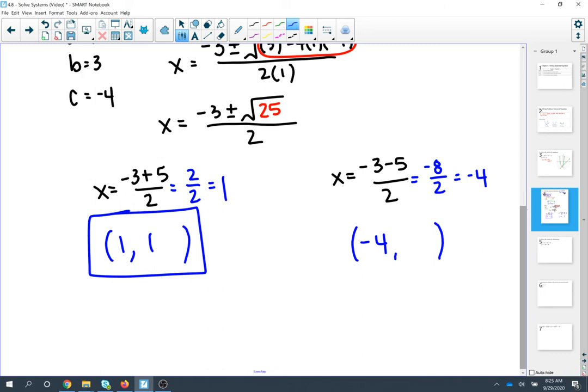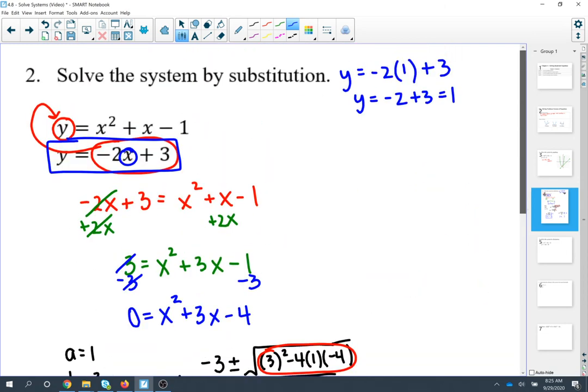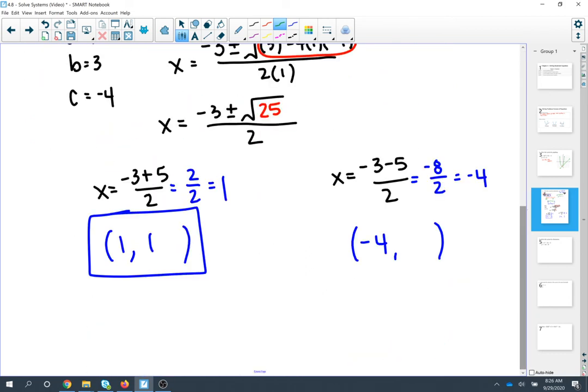Then we had a negative 4, so I'm going to come back up. y equals, once again, I'm substituting right here with my negative 4. So negative 2 times negative 4 plus 3. So y equals negative 2 times negative 4 is 8 plus 3 is 11. So back down here, 11. So negative 4 comma 11 is the second point on the graph where these two equations would meet. And that is 2 solutions.